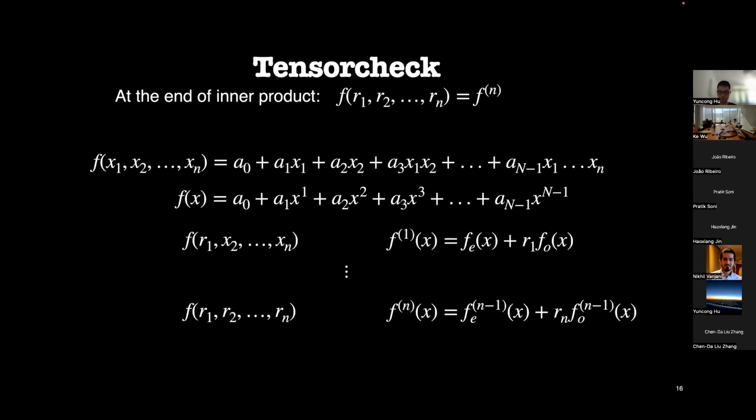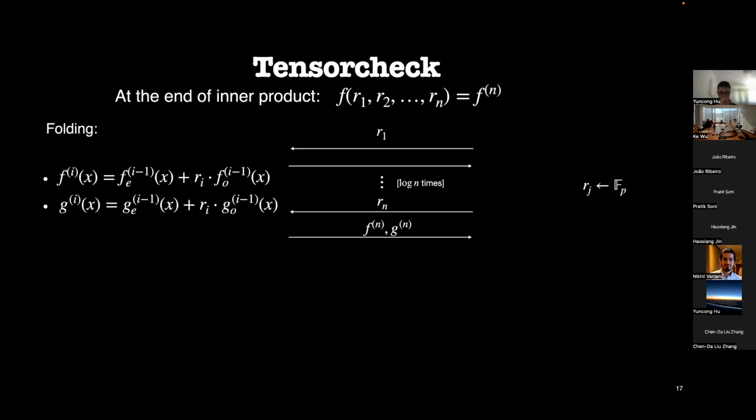Do you want to avoid multivariate because it has a logarithmic overhead? Is that the reason why? Yeah, we found that with the tensor check and the batching technique from the KZG, it's actually more efficient than the multivariate polynomial commitment. Okay. Yeah.